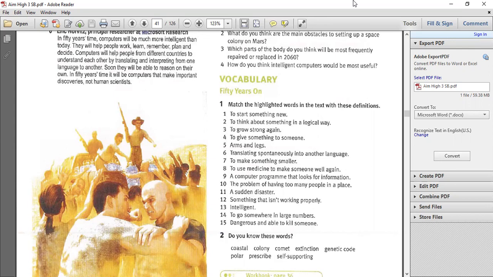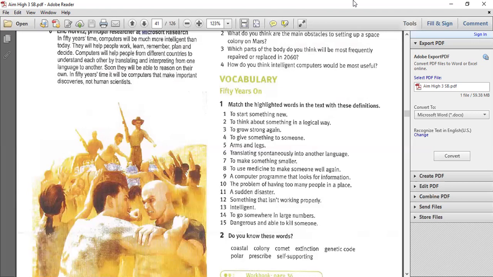Number 2, to think about something in a logical way. Interpreting? No, interpreting means translating something. To think about something in a logical way is reason. Number 3, to grow strong again: regenerate. Write with me.